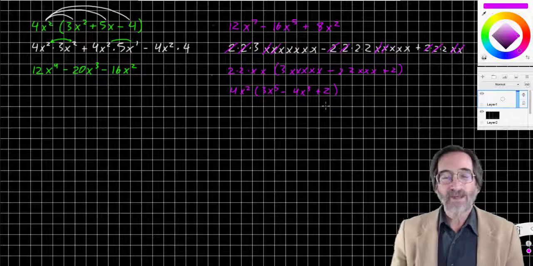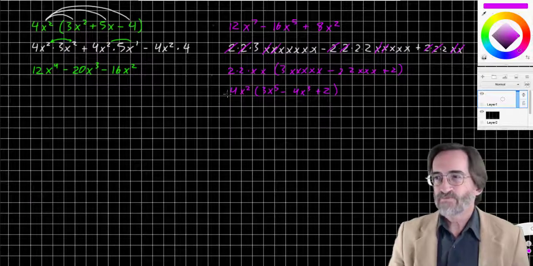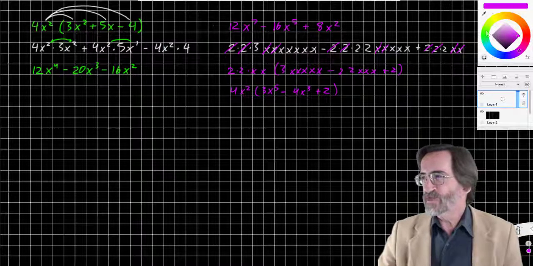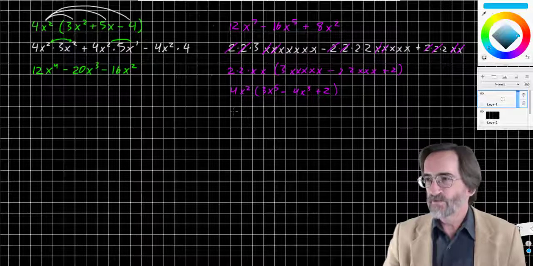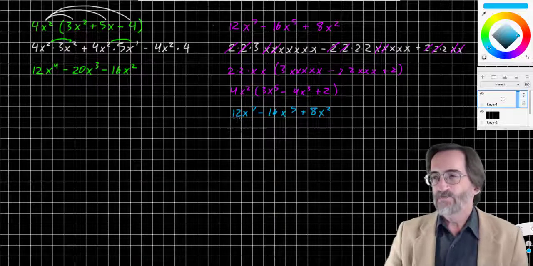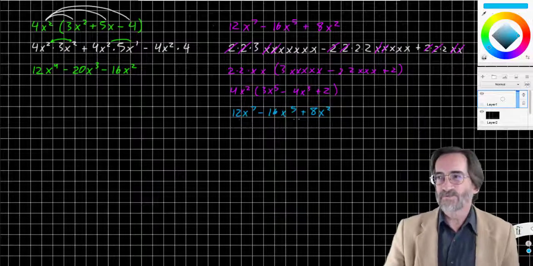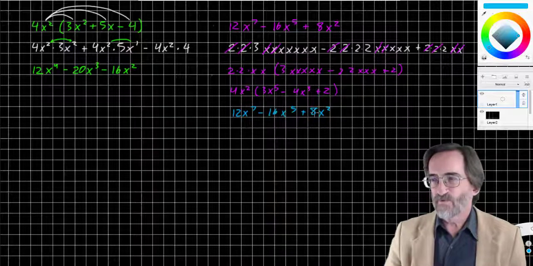Okay, so by expanding and factoring out what's in both, I can simplify it. Okay, let me show you the same problem again using shortcuts. 12x to the 7th minus 16x to the 5th plus 8x squared. And here's how I think about it. I'm looking for the greatest common factor of 12, 16, and 8. Now 2 will divide them all, but so will 4. 4 times 3, 4 times 4, and 4 times 2. So I'm going to take out a 4.